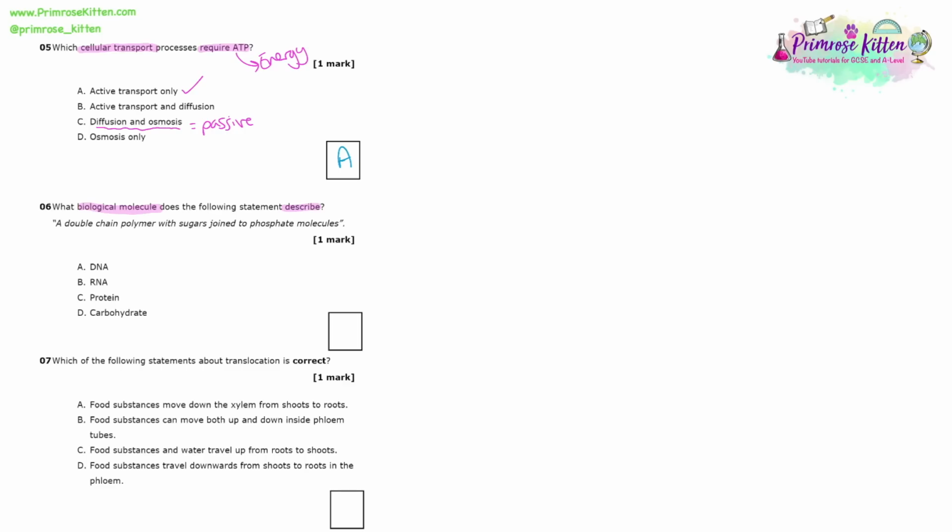Okay, on to question 6. What biological molecule does the following statement describe? Double-chain polymer with sugars joined to phosphate molecules. Okay, this might be quite easy and obvious, but let's work through the answers just in case. So protein and carbohydrates are not double-stranded. They are polymers, because they are made up of repeating elements, but they're not double chains. Proteins are made of amino acids, and anyway, not sugars and phosphate molecules. Carbohydrates are made of sugars, but they don't include phosphate molecules. Carbohydrates only contain carbon, hydrogen, and oxygen, hence their name.